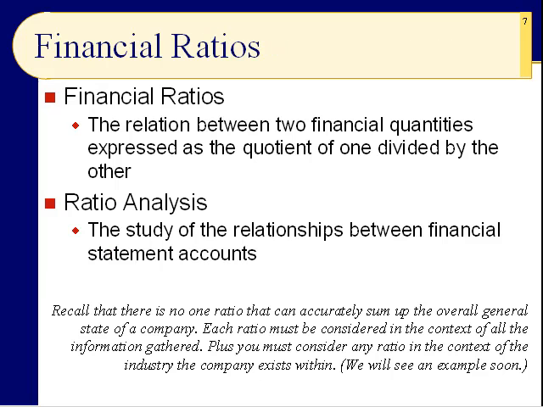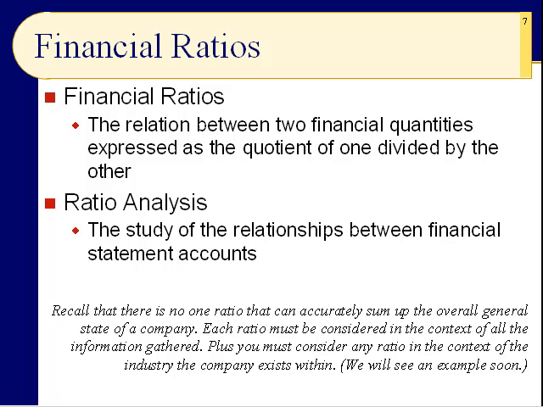Slide number 7, financial ratios. This is a bit of review. We discussed this a little in Chapter 5, when we said that a financial ratio is the relationship between two financial quantities expressed as a quotient of one divided by the other.